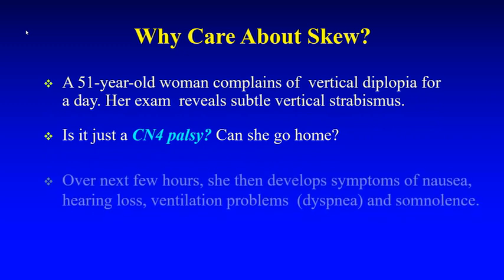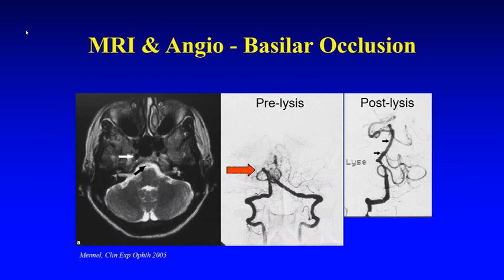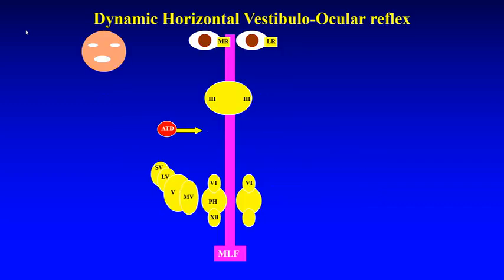Can she go home? Over the next few hours, she then develops symptoms of nausea, hearing loss, ventilation problems, dyspnea, and somnolence. The MRI and MR angio show basilar occlusion. The pre-lysis image is shown here in the middle, and post-lysis, the basilar artery opens up, and the patient is saved. So, overview: defining the skew, normal and pathological ocular tilt reaction, types of skew deviations with videos, skew versus superior oblique palsy.